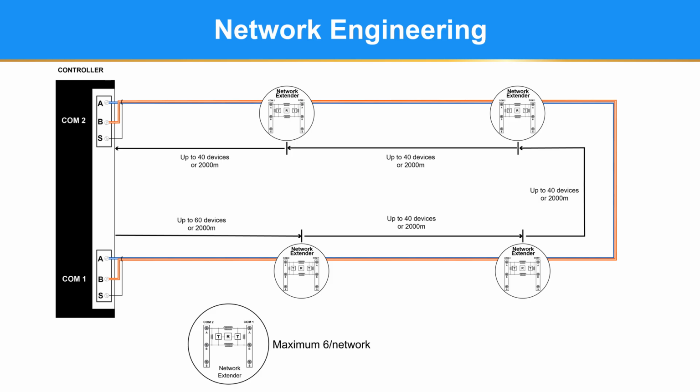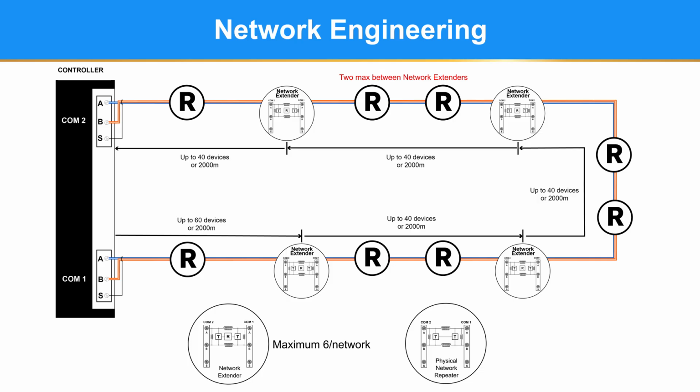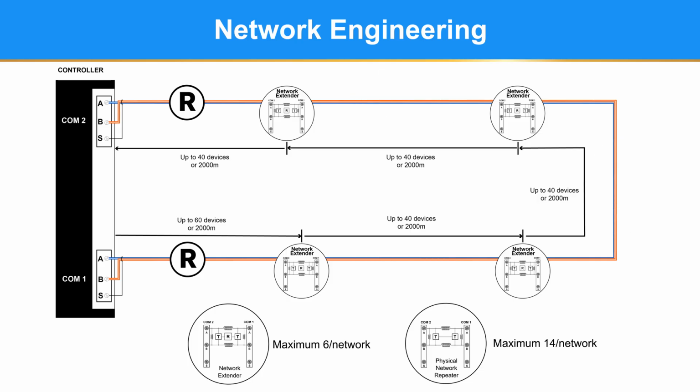Physical network repeaters can also be used to strengthen the network. They don't condition the signal like the network extender, only amplify. The installation rules for repeaters are that only one can be installed between the controller and the first network extender, and up to 2 between network extenders. The maximum number of repeaters per network is 14.